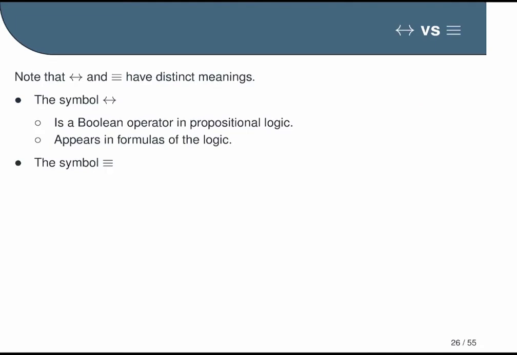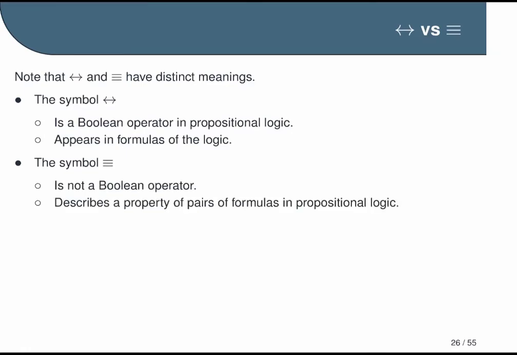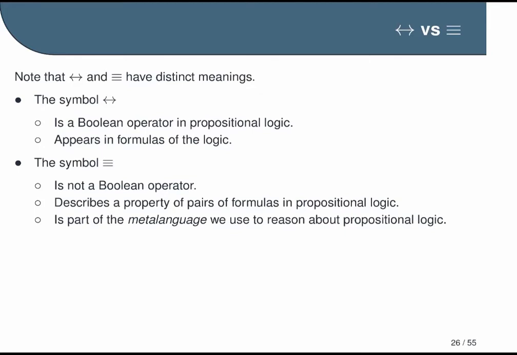The equivalence symbol, on the other hand, is not a Boolean operator. It does not appear in the expressions of propositional logic. It describes a property of pairs of formulas, not pairs of propositions, but pairs of whole formulas. So one way to express this distinction is to say that the equivalence symbol is part of the meta language that we use to reason about the formulas of propositional logic, rather than being part of the language of propositional logic itself.